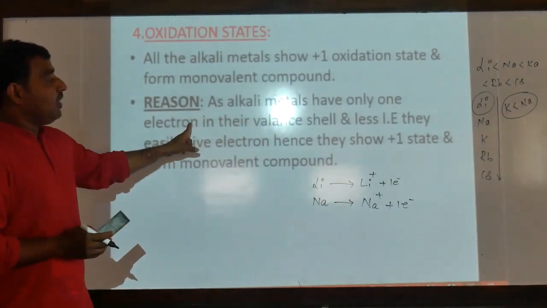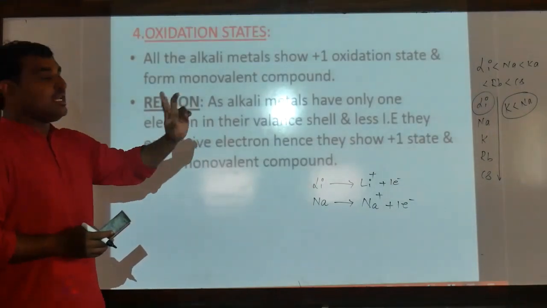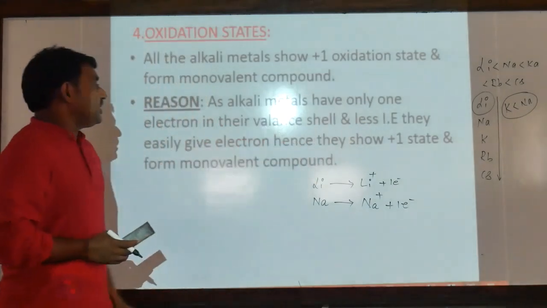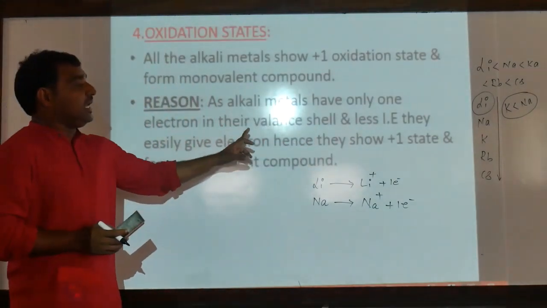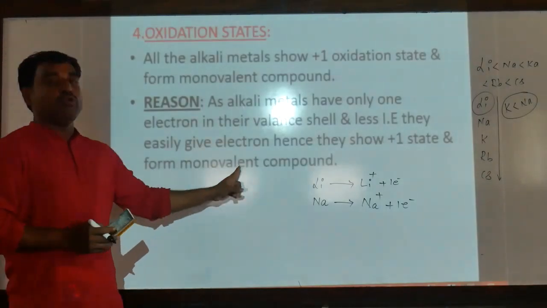Since there is only one electron in the valency shell or outermost shell, and also they have low ionization enthalpy, they easily give up the electron, hence they show a +1 oxidation state and form monovalent compounds.